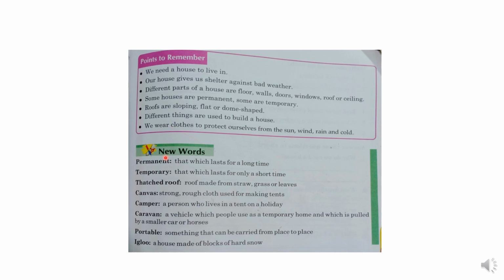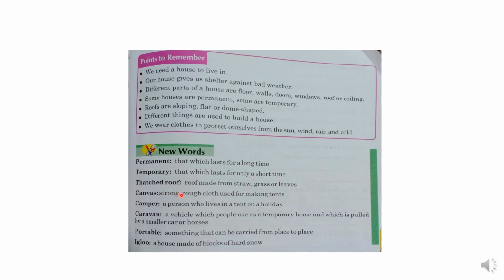There were some new words in your chapter number 8, like permanent, that which lasts for a long time. Anything that lasts for a long time is permanent. And temporary is the opposite of permanent: something which lasts for only a short time. Thatched roof: a roof made from straw, grass, or leaves is called a thatched roof.